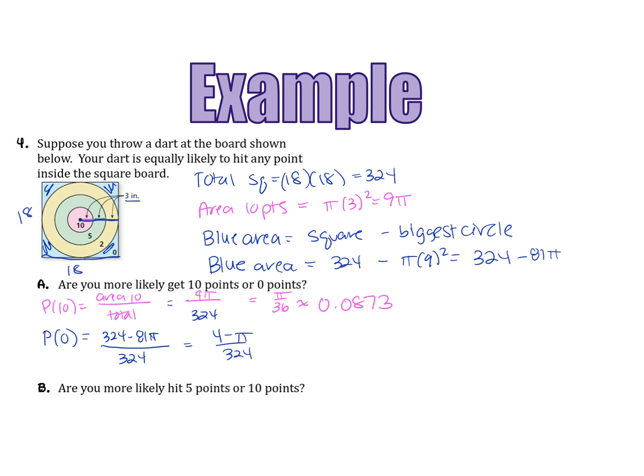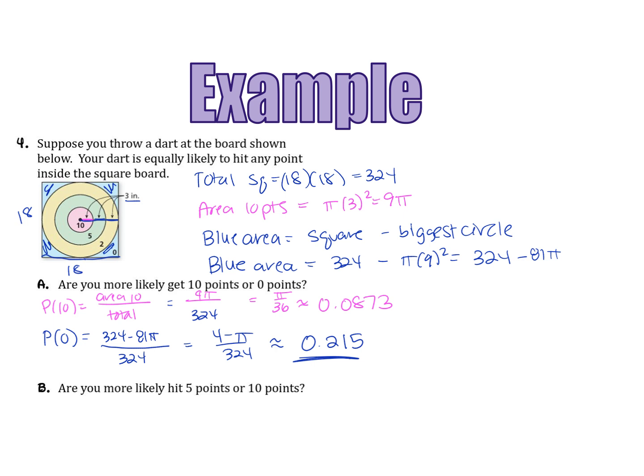over 324. Now, if we're going to compare this, it seems like the probability of 0 is going to be bigger, but let's grab a calculator. Let's type 4 minus pi, hit equals, divide that by 324. That's going to give us 0.215. So this is obviously bigger.